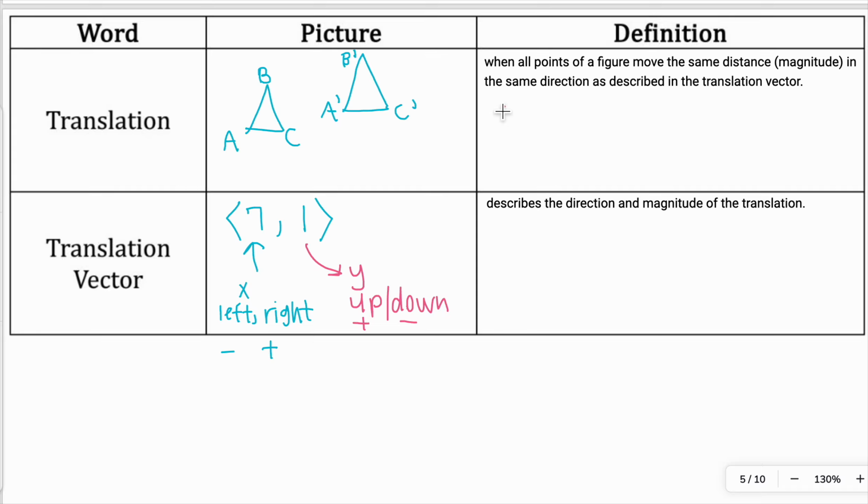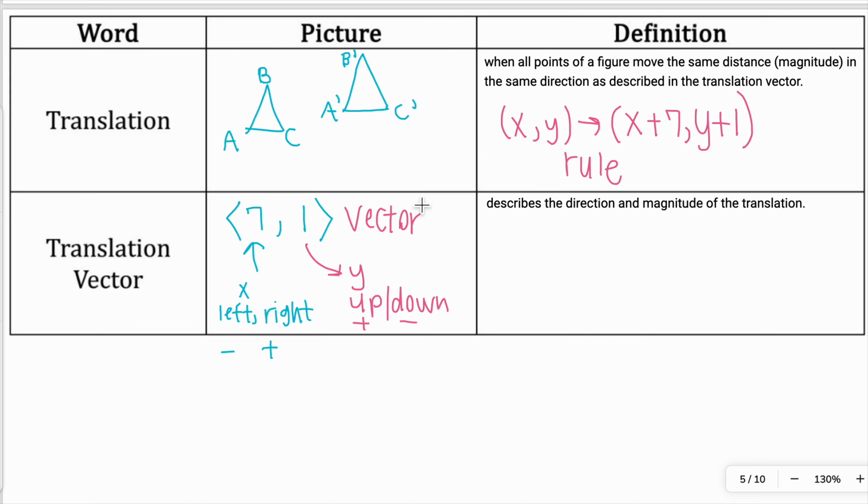A translation can also be written as a rule. So for this rule, we would say x comma y can be translated to x plus 7. So again, that's our x value, a little bit more specific with this one. And then y plus 1. We're just going up 1. So this would be a rule, and then this would be the vector.